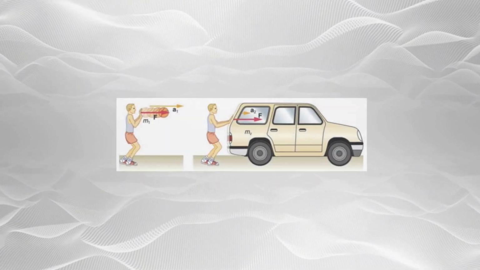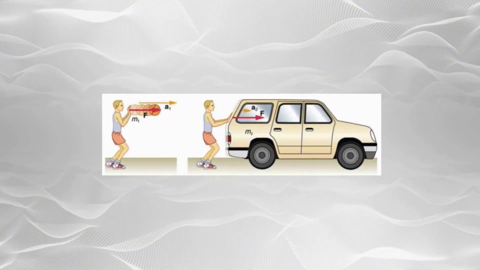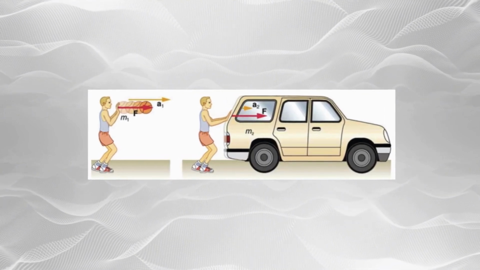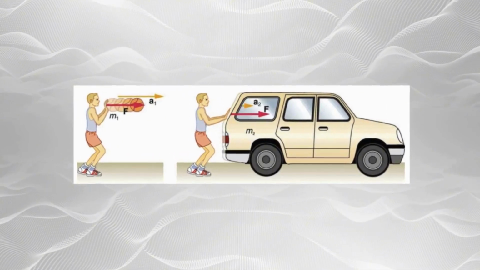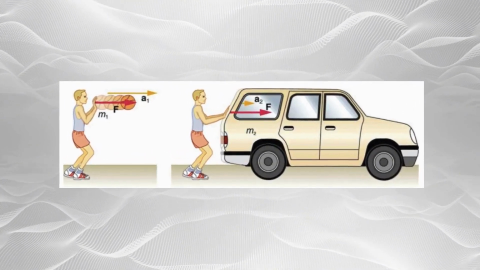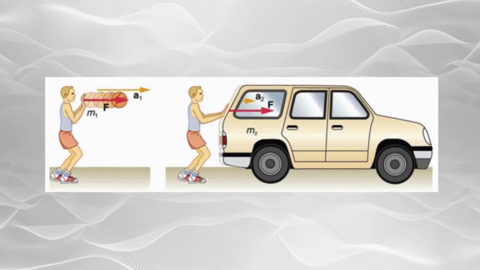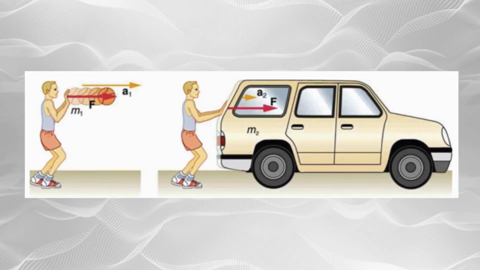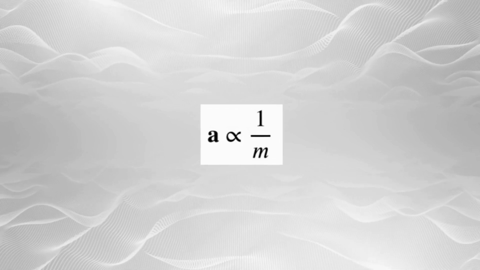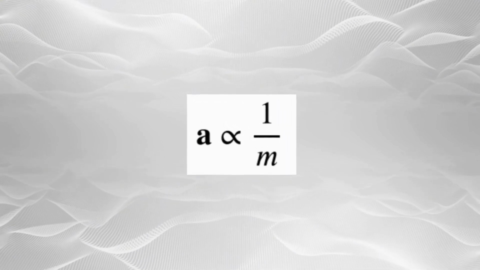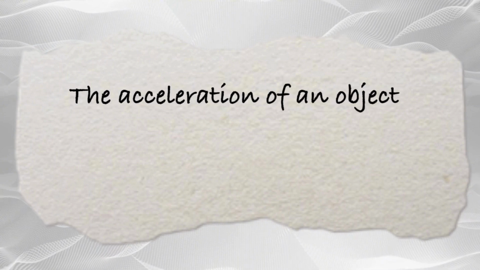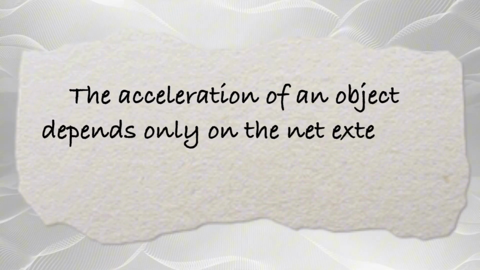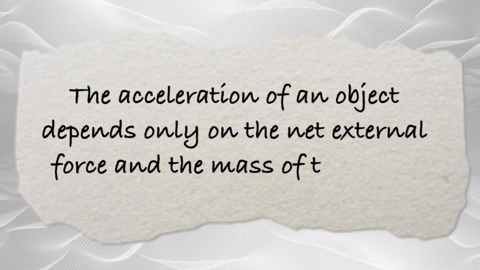We also know that the larger the mass of an object, the bigger force it needs to move with the same acceleration. Or in other words, if we apply the same force to two objects, one with a larger mass than the other, the object with the larger mass will have a smaller acceleration. So acceleration is inversely proportional to mass. It has been found through experiments that the acceleration of an object depends only on the net external force and the mass of the object.